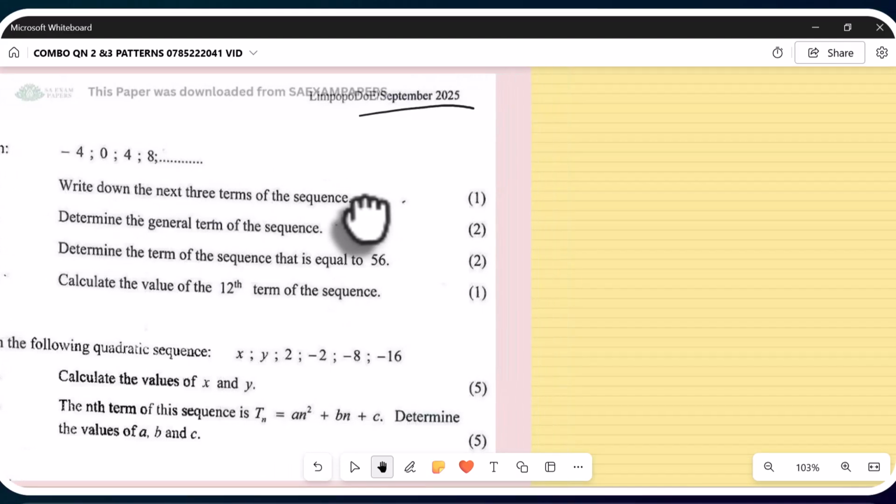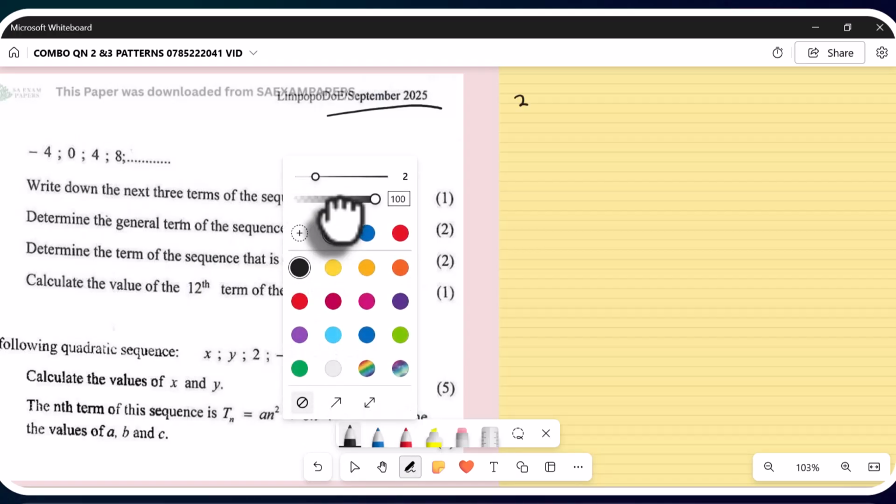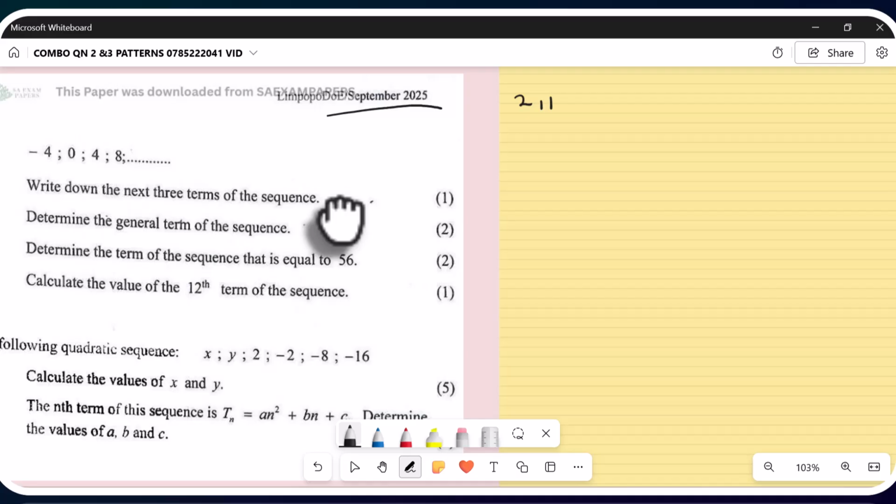So in other words, our final answer is going to be Tn equals 4n minus 8. That's from Limpopo, question 2.1.2. Then they say here again: determine the term of the sequence that is equal to 56. So which n gives Tn equal to 56?